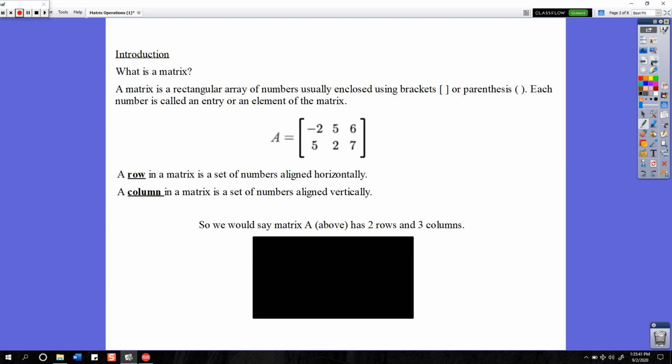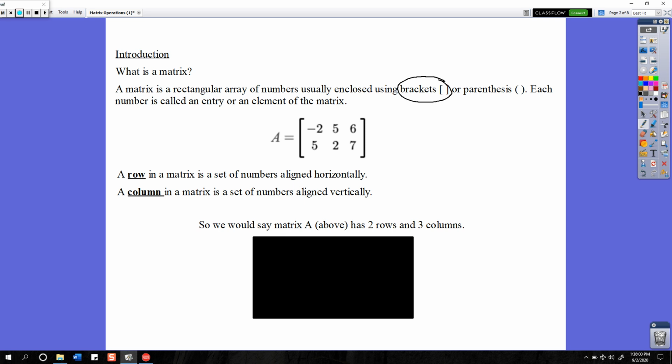A matrix is a rectangular array of numbers, usually enclosed using brackets or parentheses. Primarily in this class, we're going to use brackets. Each number is called an entry or an element of the matrix.